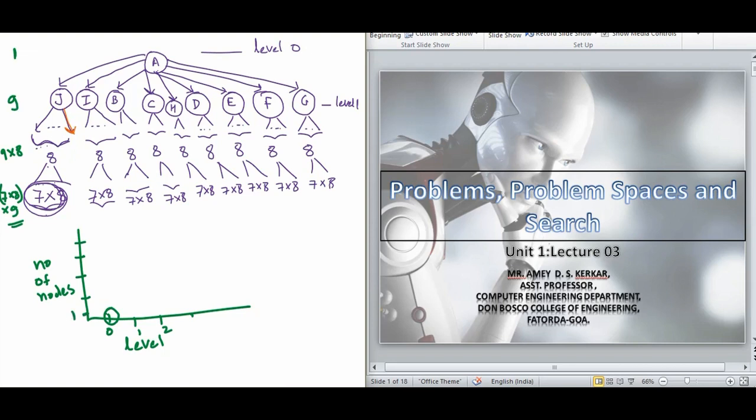Then you see at level 1 the number of nodes are 8, let's say. So 9. So let's say here, this point, right? Then suddenly what happens? At level 2 the number of nodes have shot up exponentially, 9 into 8. So it will be exponential somewhere here, and so on. So you just see what graph you obtain. Okay, so it's an exponential graph that we obtain.